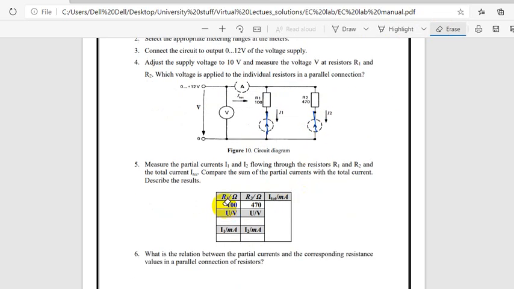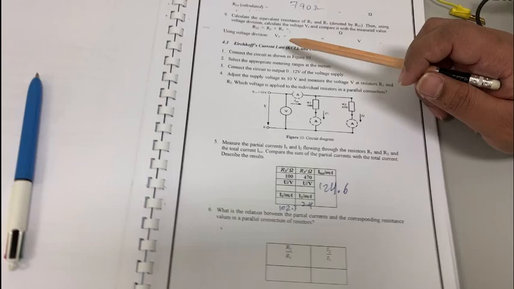Okay, so R1 R2 is 100 and 470. Calculate I1, I2, then total current. Okay, here it is total current. So let us start the experiment here.